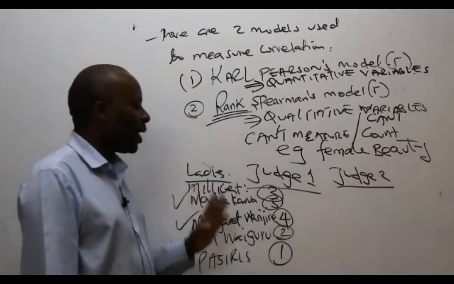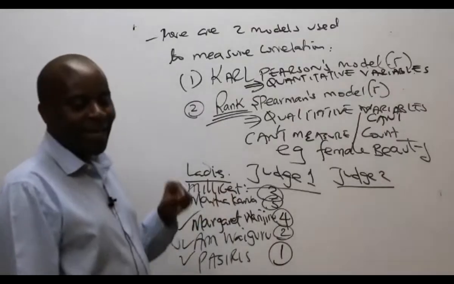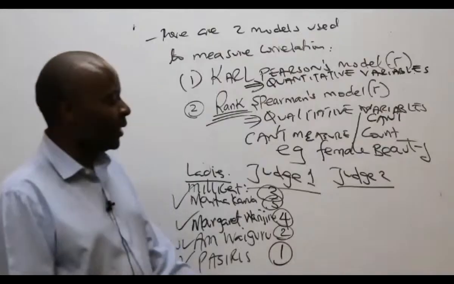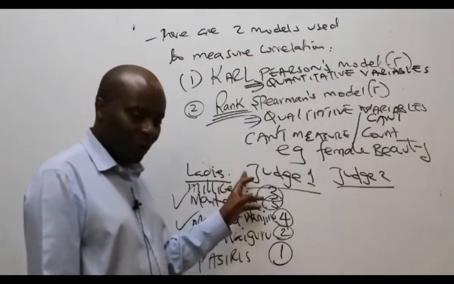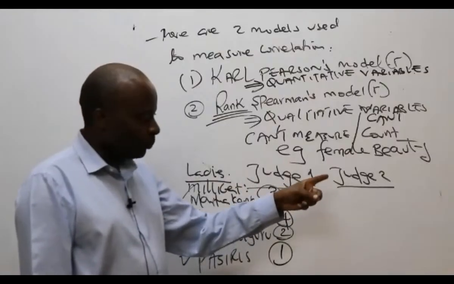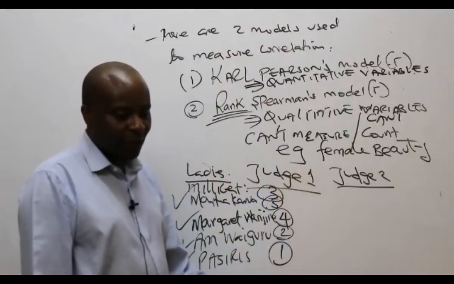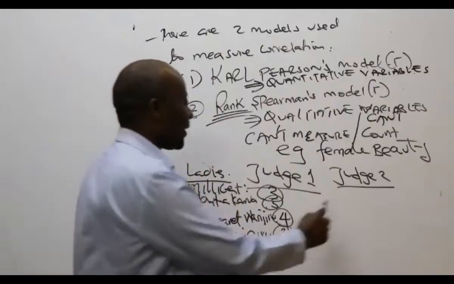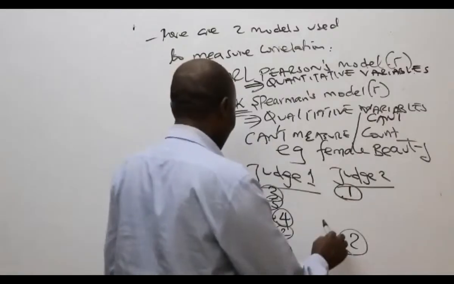This is a female beauty contest. How about judge number 2? Judge number 2, he said, is Brian. Brian, very fast, please give me. Remember, what may be beautiful to Gibson may not be beautiful to Brian. So Brian, please give me your rankings very fast. So Millicent number 1, Pasaris number 2, Waiguru number 3.